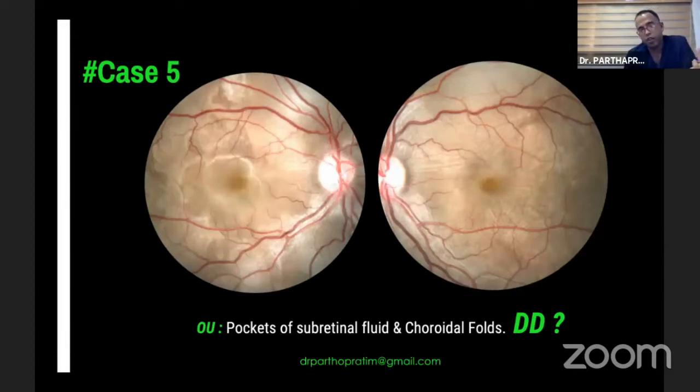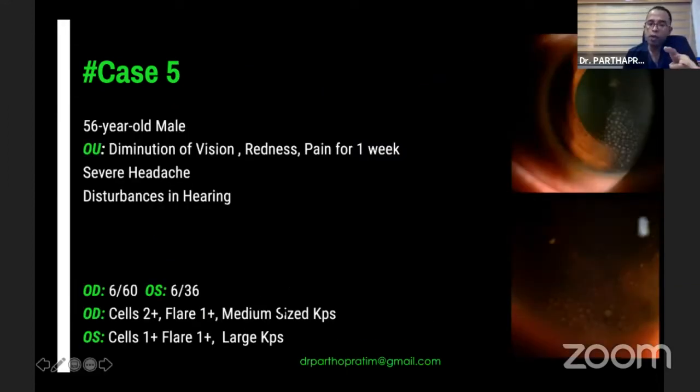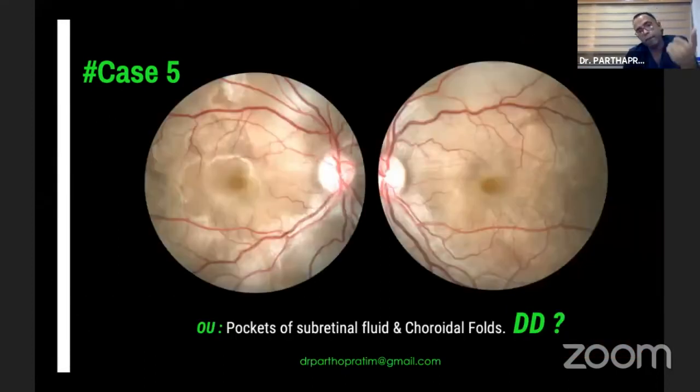So what are your differential diagnoses? In this scenario, pan-uveitis, you can think of mainly 3 conditions. One is posterior scleritis, one is Vogt-Koyanagi-Harada disease, and the third one is sympathetic ophthalmia. I forgot to tell you, this patient also had the severe headache and disturbances in hearing also. So now your diagnosis has become much easier.